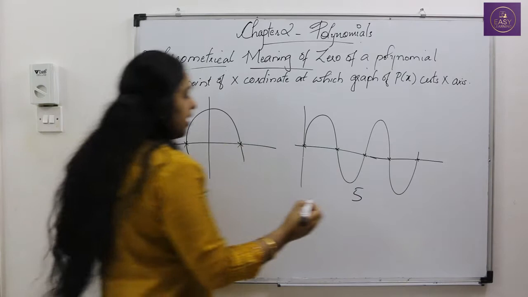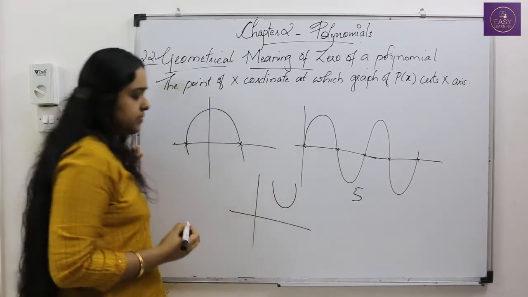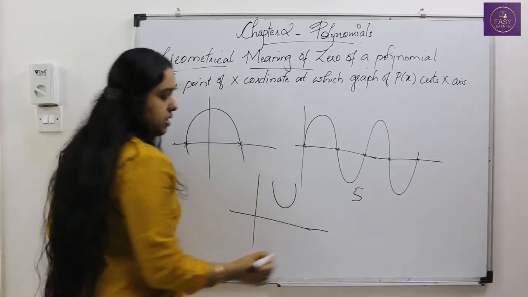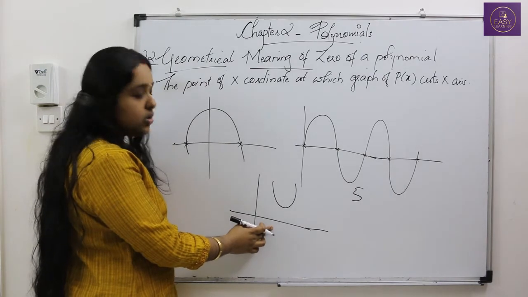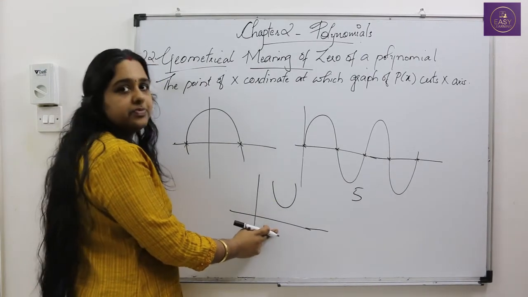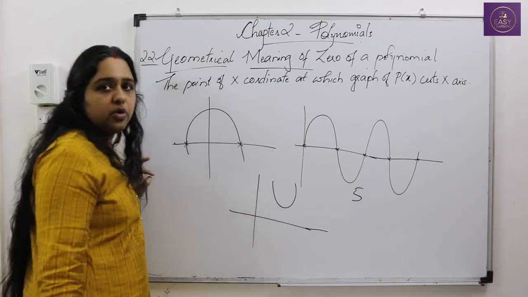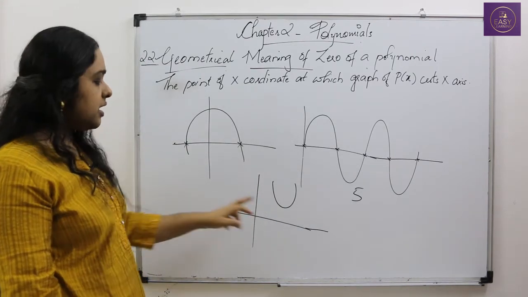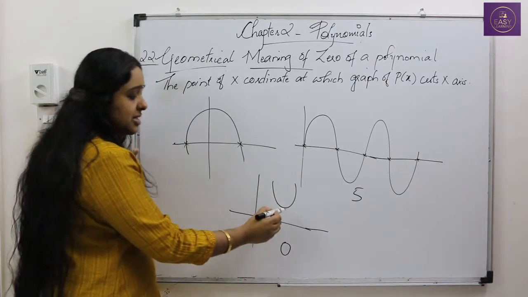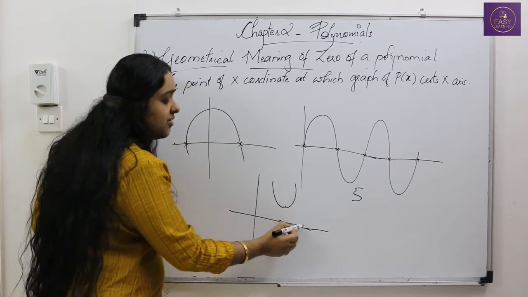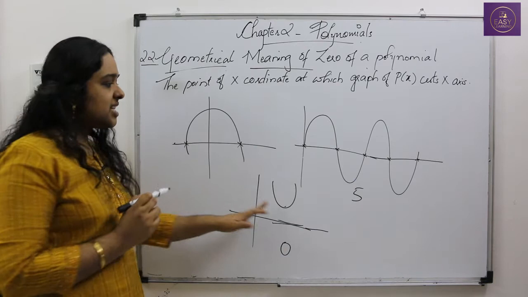Suppose you get a graph like this. Is this line cutting the x-axis? No, this line is not cutting the x-axis. So there are no zeros of the polynomial. This is the way we have to understand how many zeros of the polynomial there will be for this graph. Zero, because this graph is not cutting our x-axis.